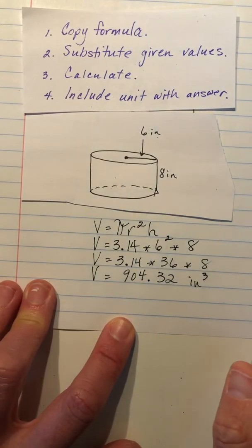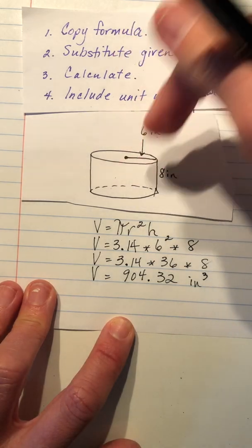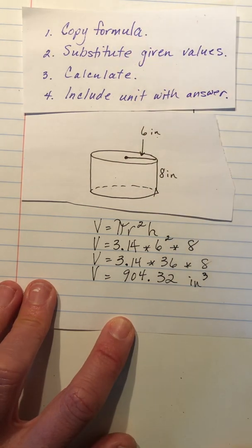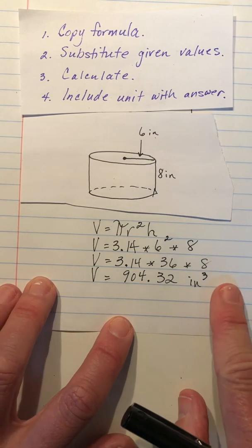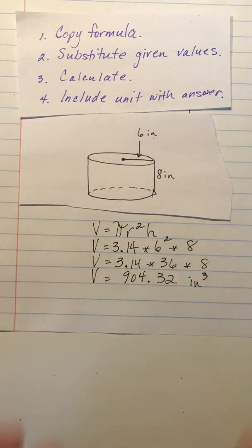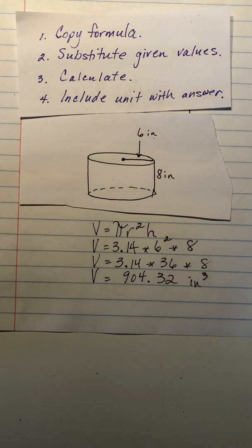Again, I'm talking about how much stuff, how many cubes that are an inch on a side will fit into that cylinder. So it's inches cubed. So that's it for volume of cylinders and rectangular prisms. We'll talk about the triangular prisms tomorrow.